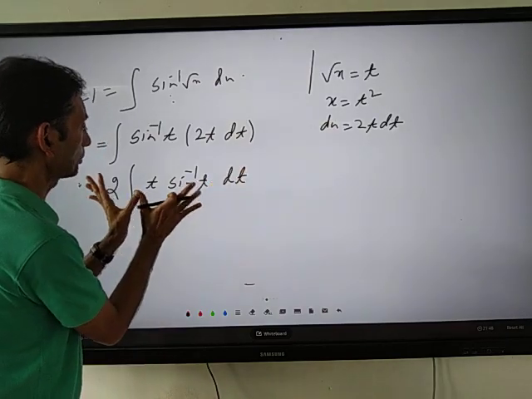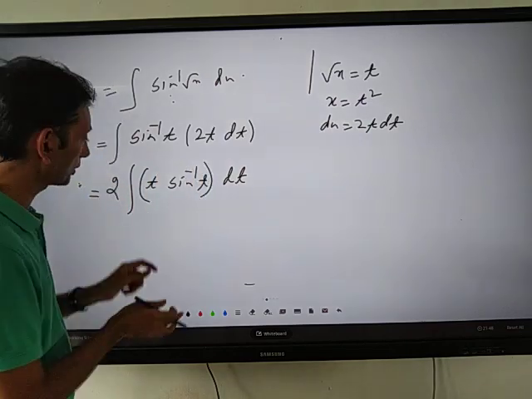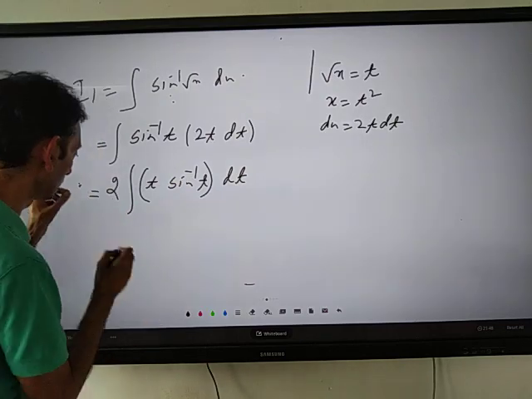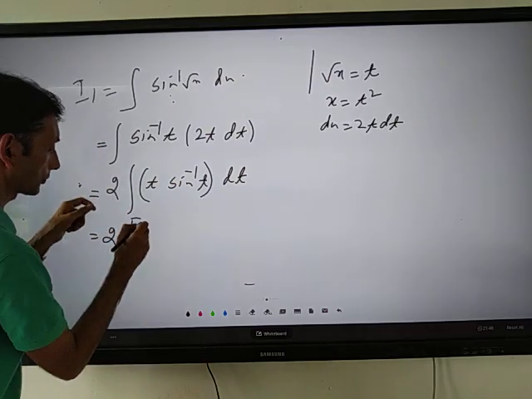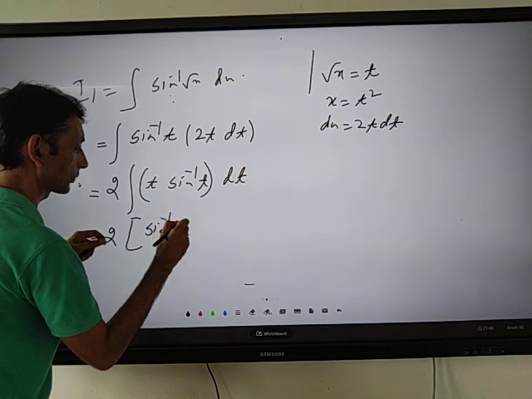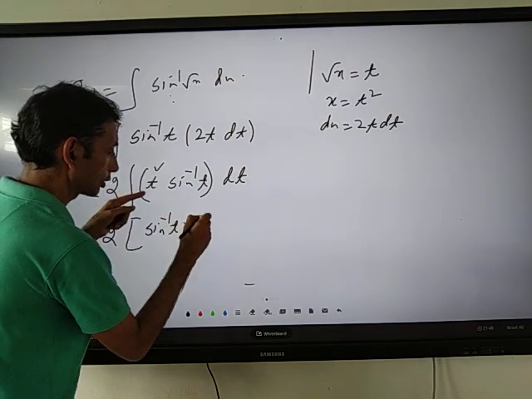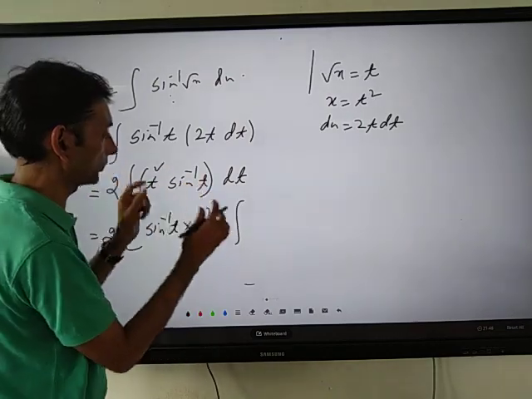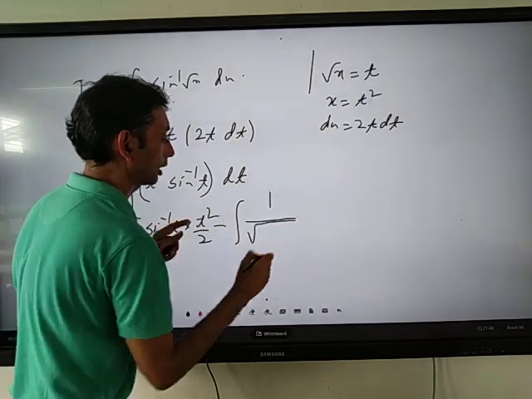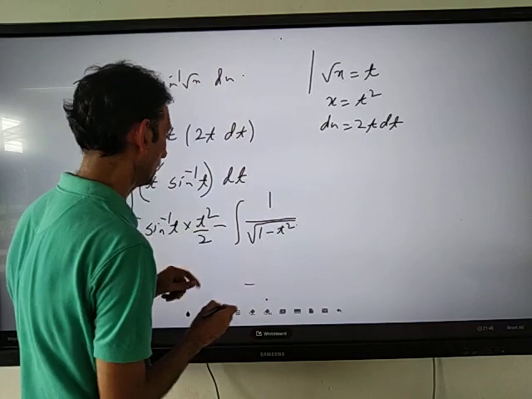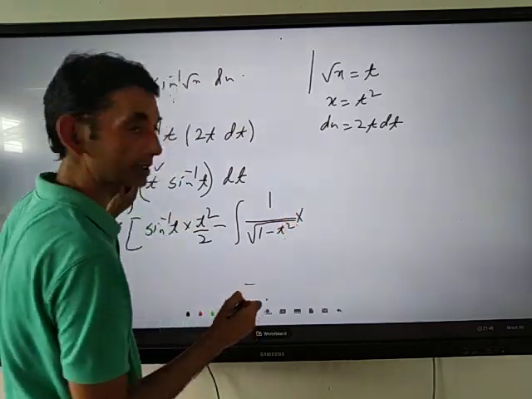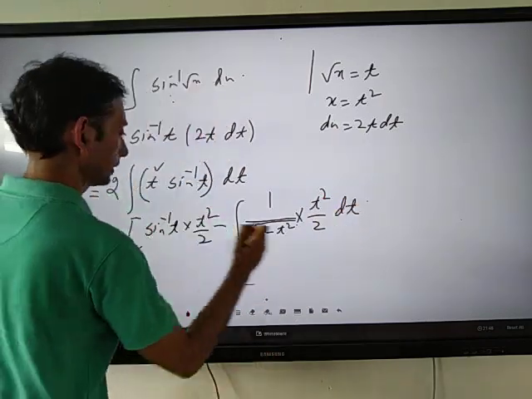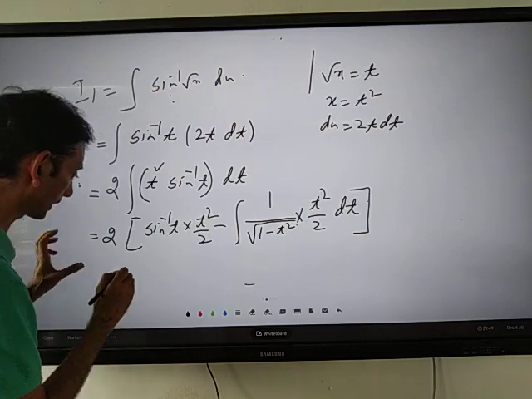Now this is an important kind of function, algebra plus inverse trigonometric functions, so we can integrate it with the help of integration by parts. The first function will obviously be the inverse trigonometric function, and we'll integrate t, which gives t squared by 2. Sine inverse t is the first function; differentiating it gives 1 by root of 1 minus t squared. The second function is t, and its integration is t squared by 2, dt. That whole thing is multiplied by 2.